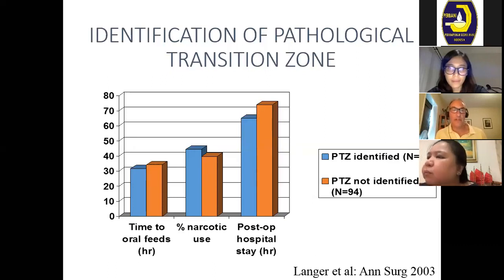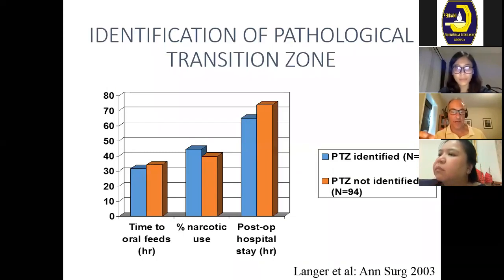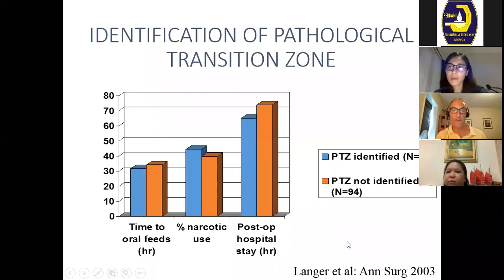Here are two studies that show that doing a biopsy first, so identifying the pathological transition zone before starting the anal dissection, doesn't change the outcomes of the operation. This was from that study I mentioned before that we did with Louis de la Torre. The time to feeding, the pain, the post-operative hospital stay were exactly the same whether the surgeon had identified the pathological transition zone first or not. So there's no disadvantage to putting in a laparoscope or making an umbilical incision and doing your biopsy first.